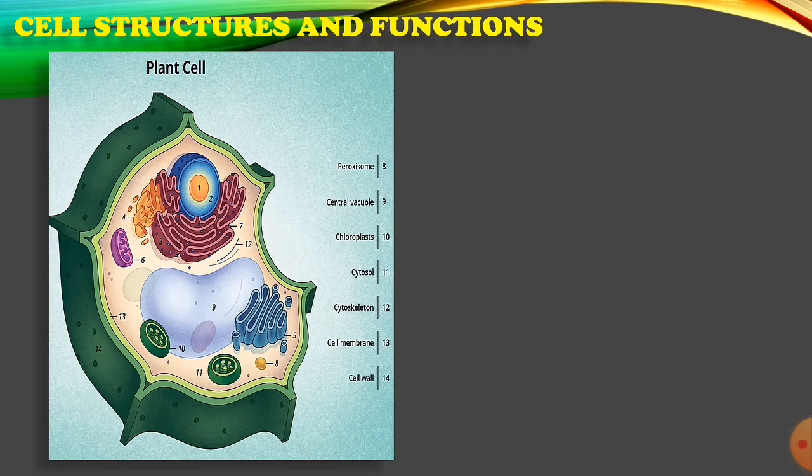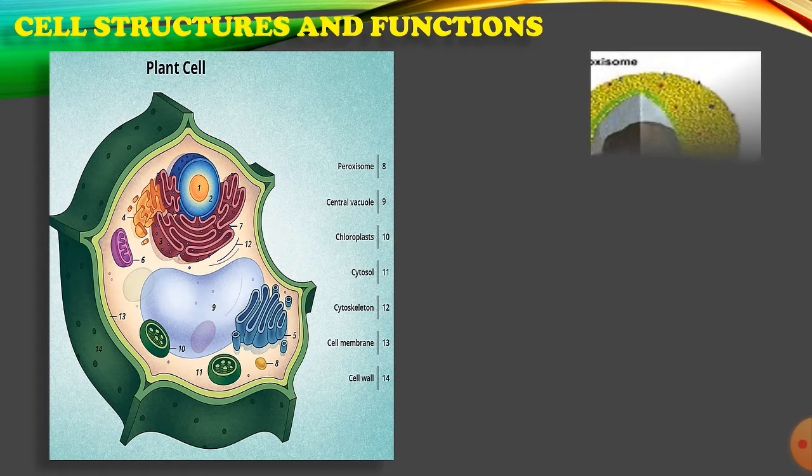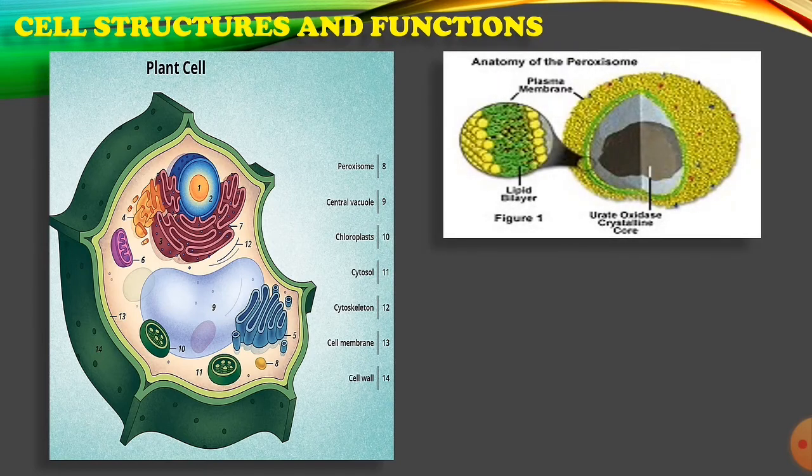The matrix of peroxisomes is rich in enzymes, but a few enzymes are located in the membrane. The major functions of this are to break down the fatty acid molecules in a process called beta oxidation, and also involved in lipid biosynthesis. Then next we have the central vacuole.